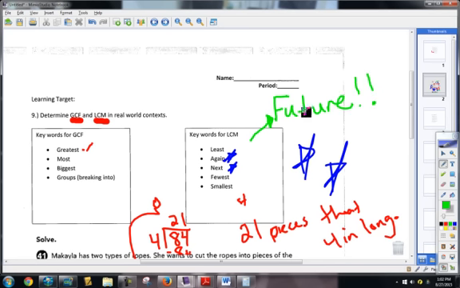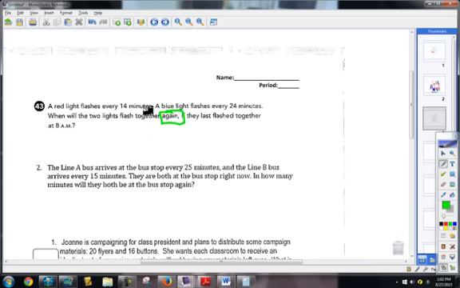Okay? Now, the word future itself will not be in the problem. But when I say future, I'm saying, okay, like a question like this. I know that a red light flashes every 14 minutes. One flashes every 24 minutes. When will they do it at the same time in the future? That's the whole point. So in the future, be used to hearing that, okay?